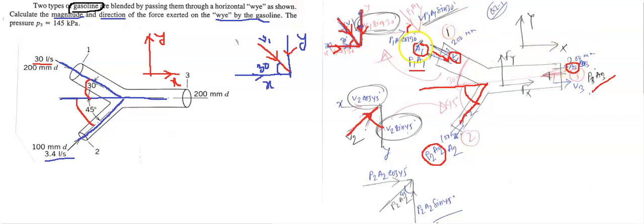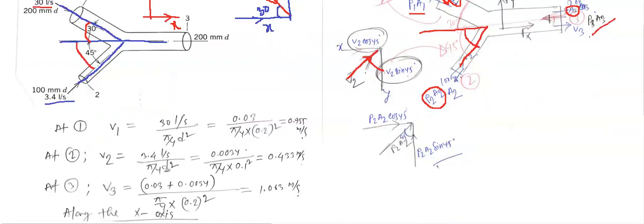I believe now it's clear. Actually, you need to draw this at the very beginning when you solve this problem. You need to understand how to distribute the force and the velocity along the x and y axes. So now we will start with the solution, and I will show you some simple calculations.